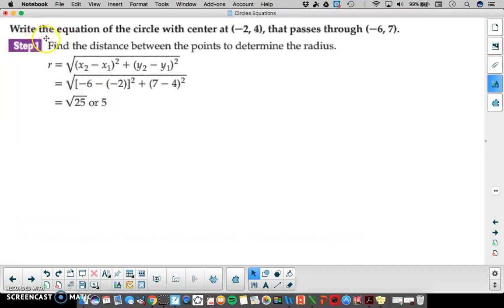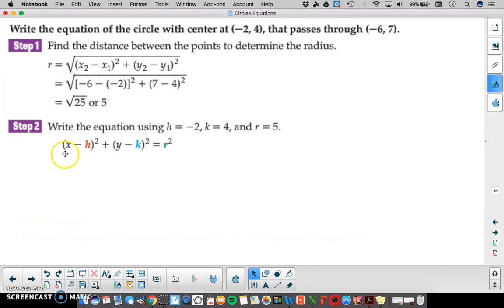So now we have enough information to write the equation. We have our h and k values, and we have our radius now. So write the equation using h equal to negative 2, k equal to 4, and r equal to 5. We're taking those values and plugging it into our equation of the circle. X minus a negative 2 squared plus y minus 4 squared equals 5 squared.